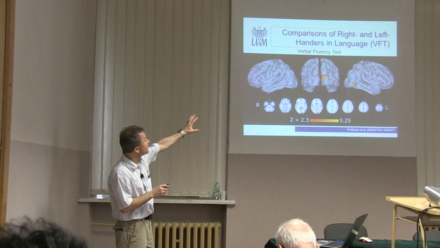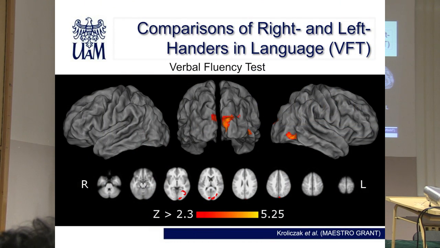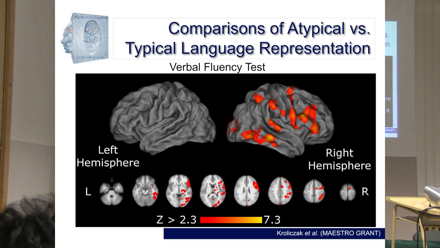So this is, for example, a comparison of right and left-handers in language. Some kind of weird differences, not language related. Here, on the other hand, I selected atypical subjects from my sample, whether right-handed or left-handed, and show that only then there is a difference.